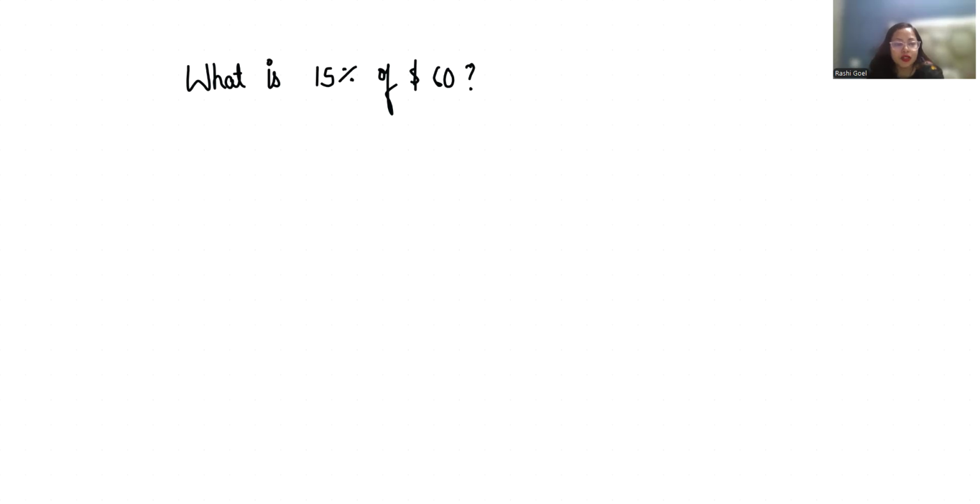So 15% of $60. The percentage symbol is equal to 1 by 100. So if we remove the symbol, we can write 1 by 100 in place of it. So it becomes 15 times 1 by 100, where "of" means multiplication, times $60. So it's 15 by 100 times $60.